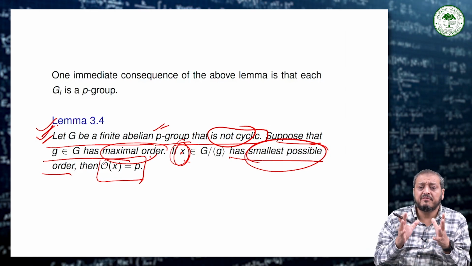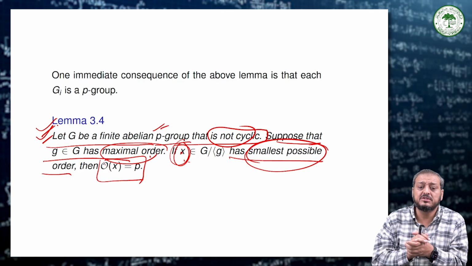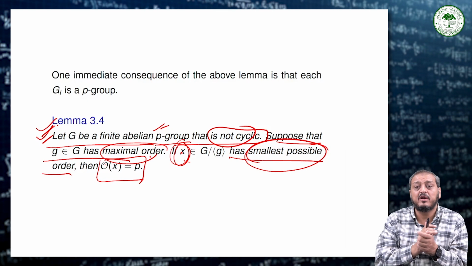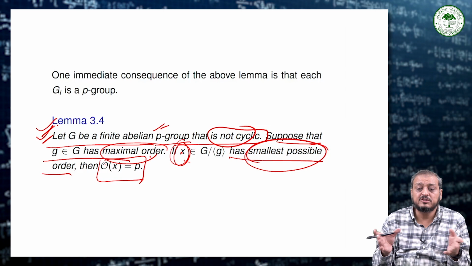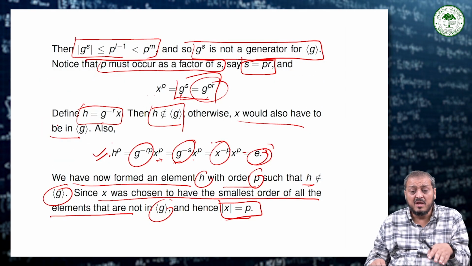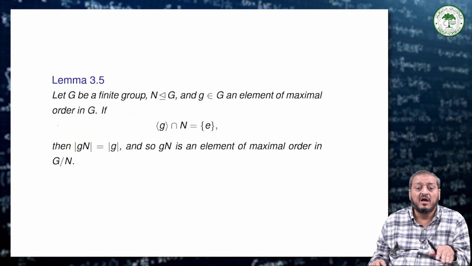Let G be a finite abelian p group that is not cyclic. Suppose g has the maximal order. If x is an element of the quotient group G by ⟨g⟩ that has the smallest possible order, then the order of x is equal to p. In this way we have proved this result.